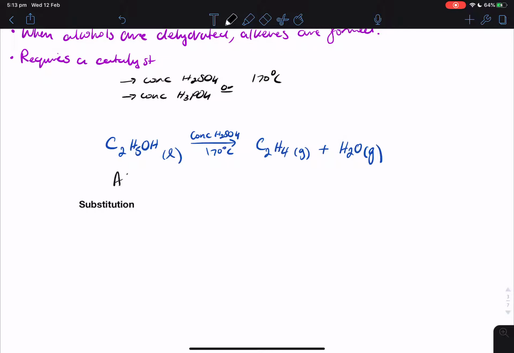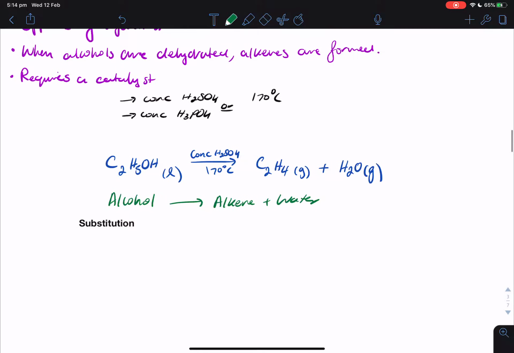Let me write down a word equation. We have our alcohol, okay, and it goes to an alkene and water. Awesome. So as I said before, this reaction is reversible, so we can hydrate the ethene to produce an alcohol. The only difference is, if you remember, we use dilute H2SO4 when we're hydrating and concentrated H2SO4 when we're dehydrating. Concentrated H2SO4, so sulfuric acid, is actually a dehydrating agent.